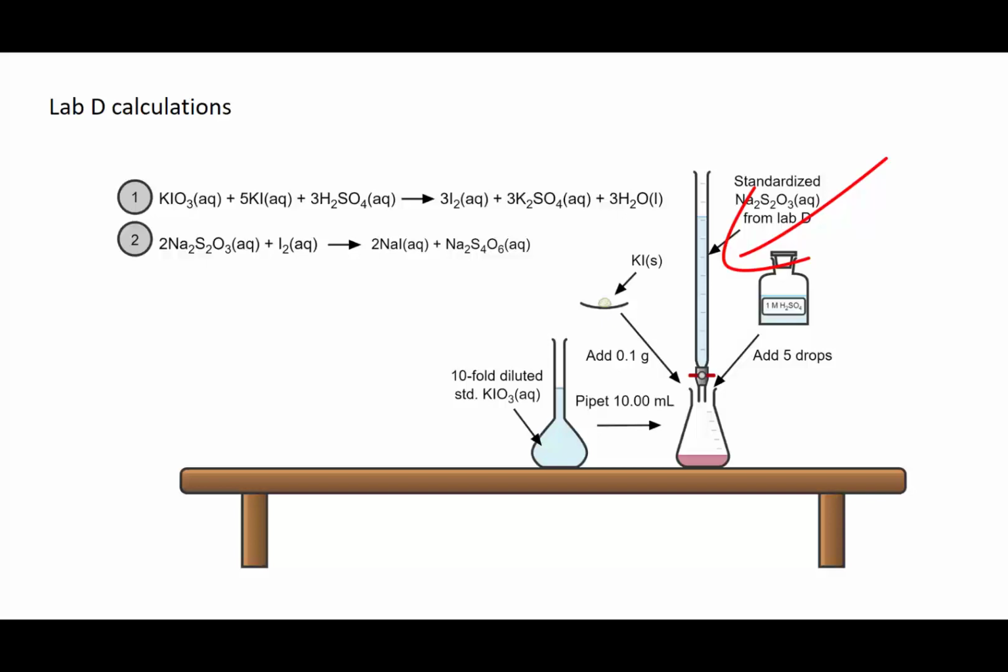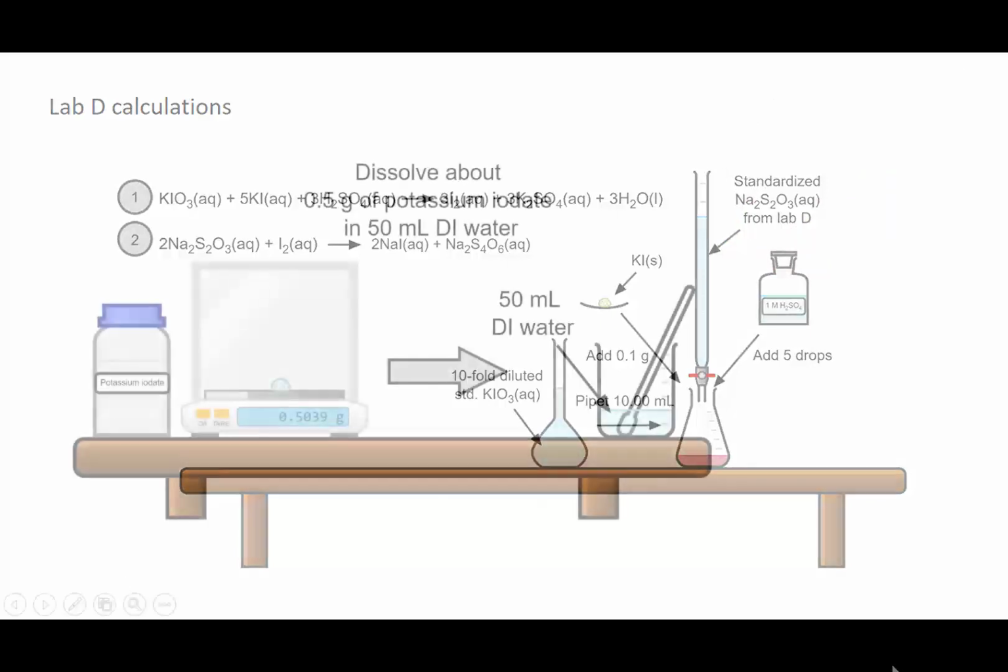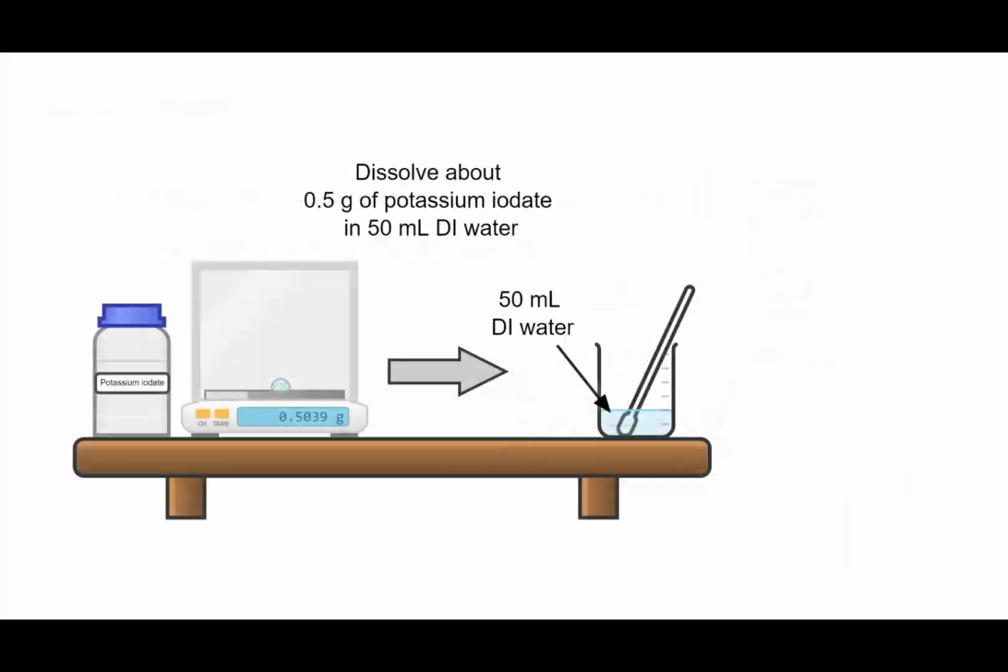So let us start at looking at preparing the primary standard and the calculations that are involved with that. We're told to dissolve around 0.5 grams of potassium iodate in about 50 mLs of DI water. So let us assume that we measure 0.5039 grams of the potassium iodate. Now recall that 50 mLs of DI water that we dissolve the chemical in, first of all, that 50 mL volume is not so important.